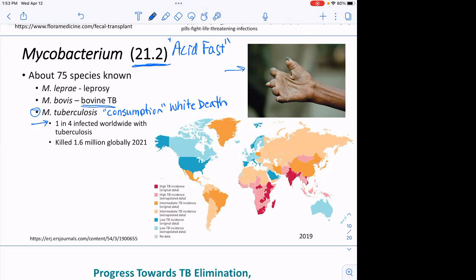So most of those people have a latent TB where it's not infectious, but still it's out there. Not so much in the US. You can see from this map, the blue is where the incidence is really low. It's mostly sub-Saharan Africa and areas of Southeast Asia where the incidence is quite high. And as of 2021, about 1.6 million died of TB. So again, we don't hear a lot about it in the US.